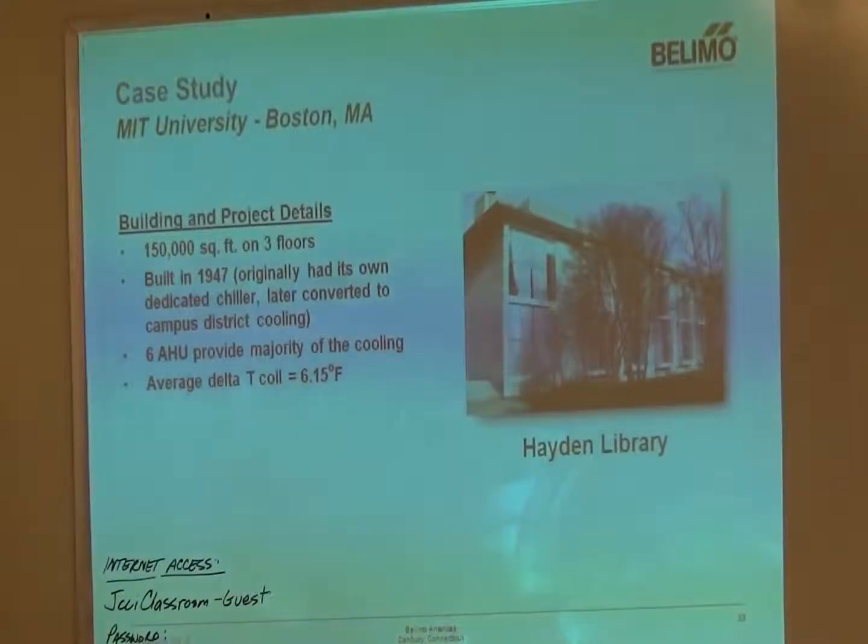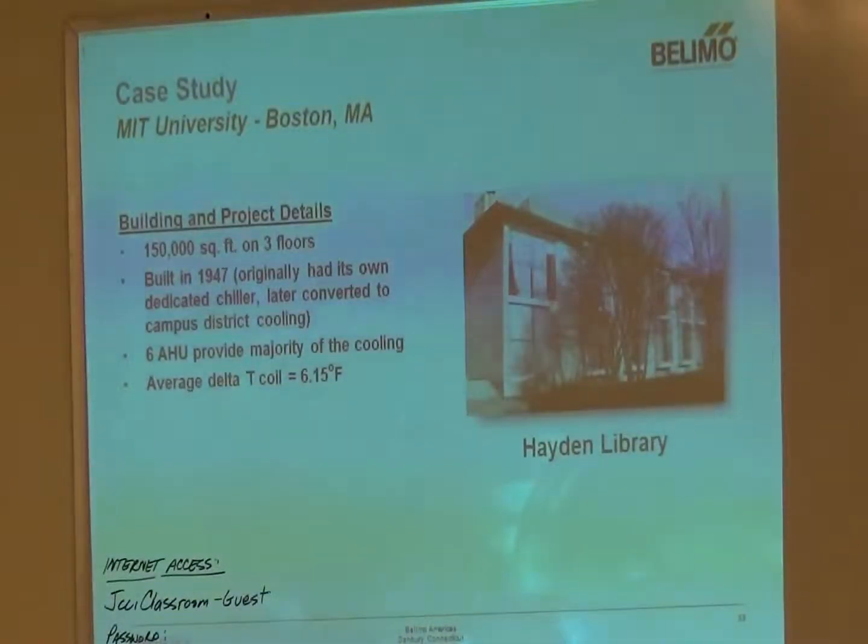Before putting the energy valve out there, they had a 6.15 degree delta T. Which was actually good for that building because originally it had its own chiller plant with a 6-degree design delta T, so it was great. But was it? They took the chilled water plant out and hooked it up to the district energy or campus loop, which had a 12-degree delta T, so it wasn't so great.